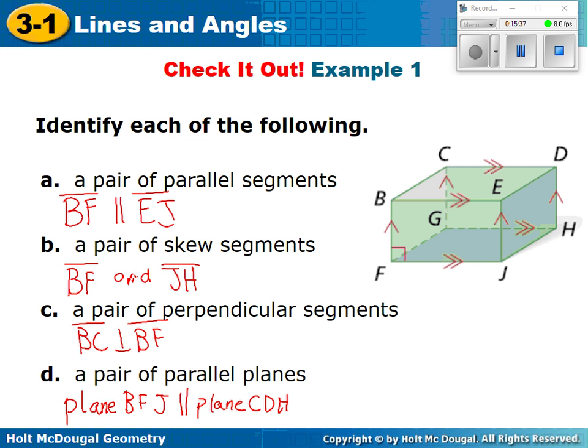Any questions? Anybody not sure about their answer and want me to check their answer? Remy. Line BF and line GH for part B. Yes, BF and GH would be skew. Anybody else need me to check their answer? Any questions on parallel, perpendicular, skew, or parallel planes? Okay, would you agree this isn't too bad? Okay, not yet. All right, let's look at the next one.